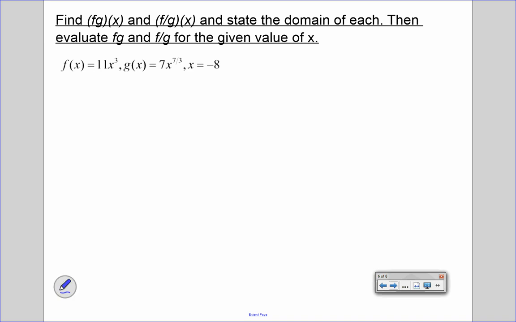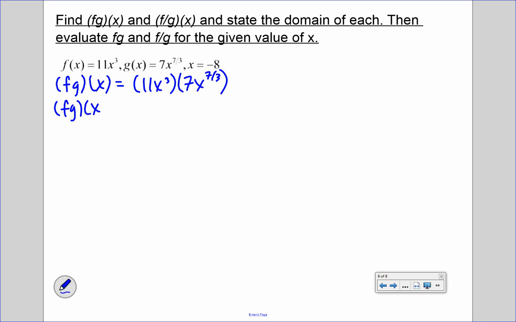So let's do f times g of x. So we're going to do 11x cubed times 7x to the 7/3. So we can multiply the 11 and the 7 and get 77, and then we add the exponents, and 3 plus 7/3 is going to be 16/3.